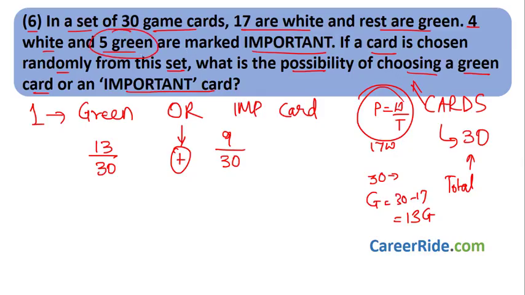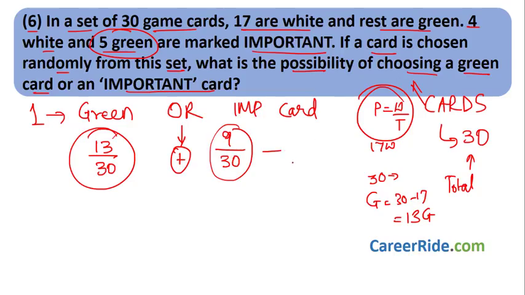Now this is similar to double counting which we have seen at the start in the first numerical. When I choose an important card, it can be a green card. That means over here I have already included those 5 green important cards, because total green cards are 13 and that includes the 5 green important cards. And again over here, in this 9, I am considering the same 5. So we have to subtract this double counting.